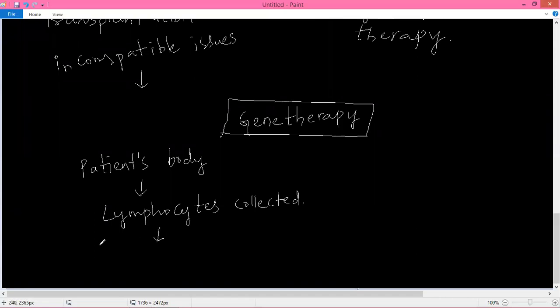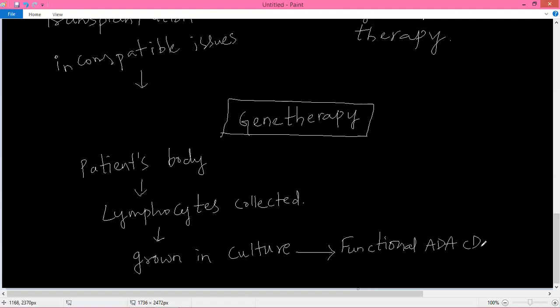After collecting lymphocytes from the patient's blood, they have to be grown in culture. We have to provide proper culture and grow these WBC lymphocytes. After growing in culture, we have to transfer the functional ADA cDNA. This is nothing but a functional gene for the ADA gene, the functional ADA gene, ADA cDNA.